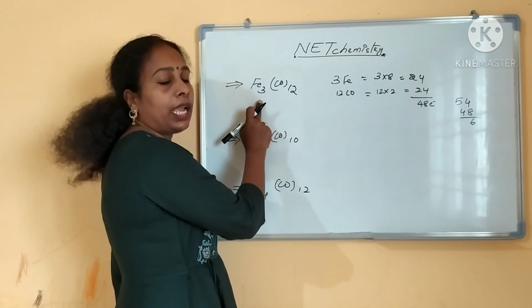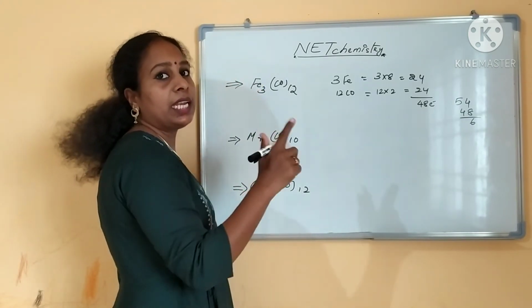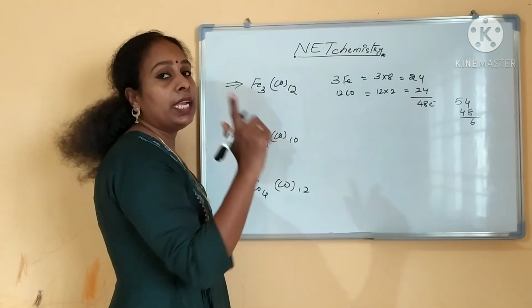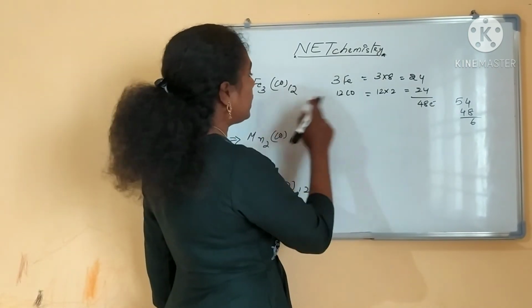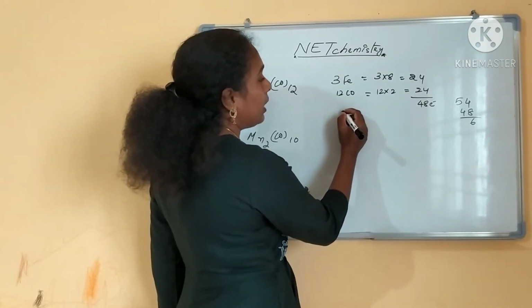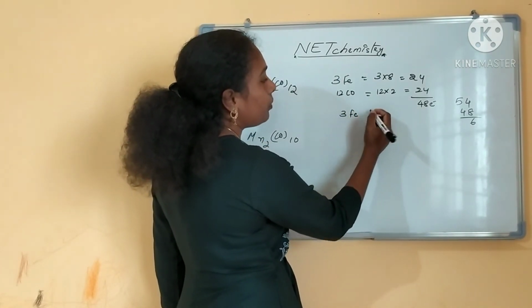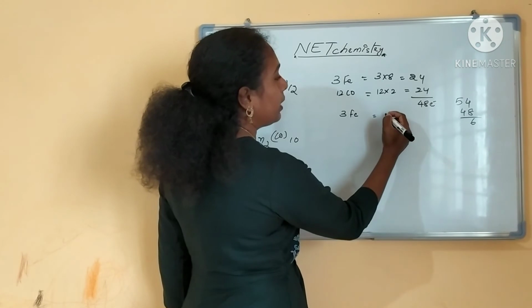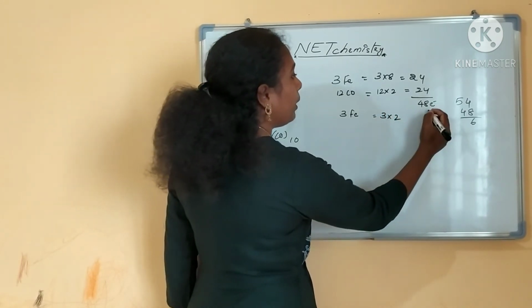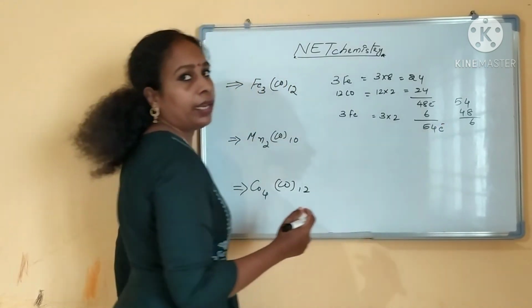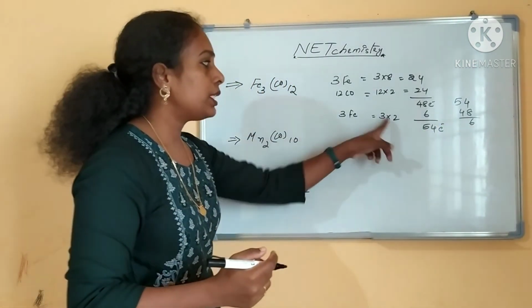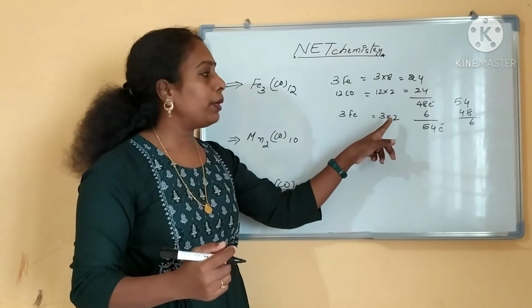See, Fe3, 3 iron atoms are there. Each metal-metal bond will give you 2 electrons. So here 6 is required. Here Fe3 is there, 3 Fe's, so 3 metal bonds are there. 3 into 2, you will get 6. So you will get an 18 electron multiple, right? So this is the way you have to find out the number of metal bonds.